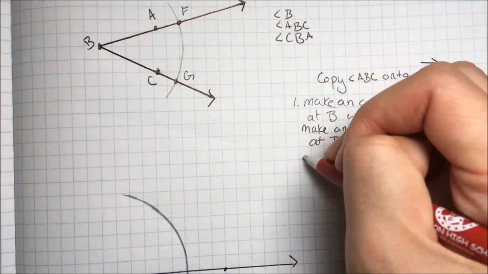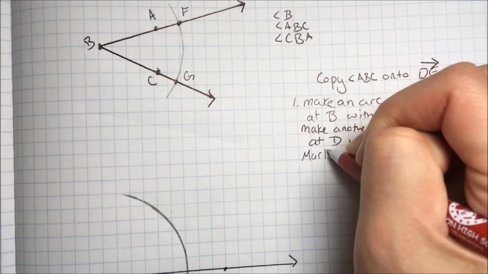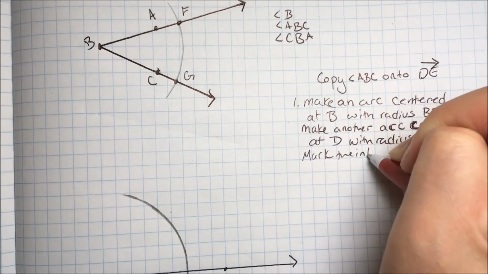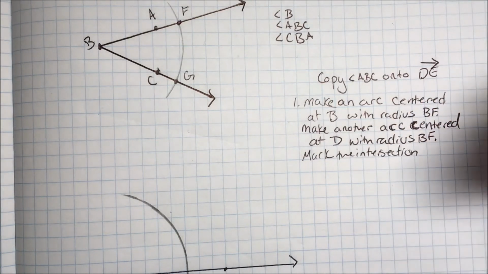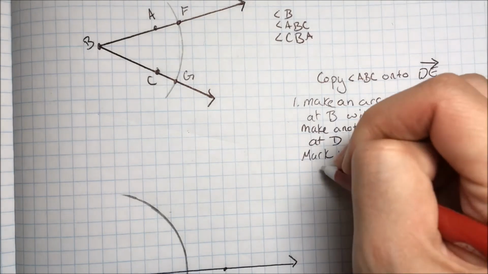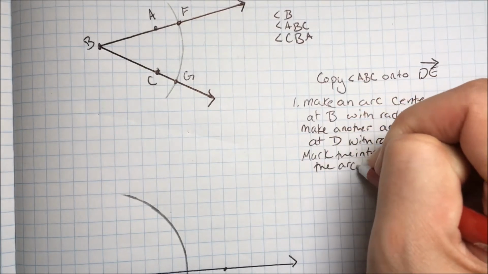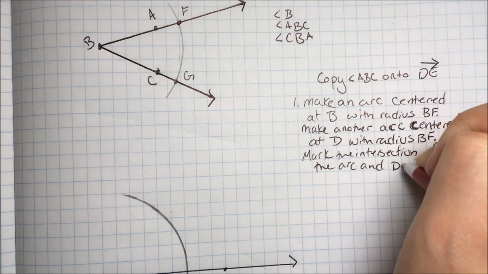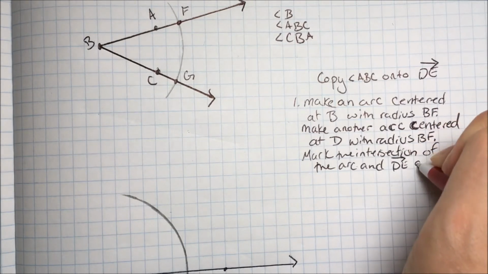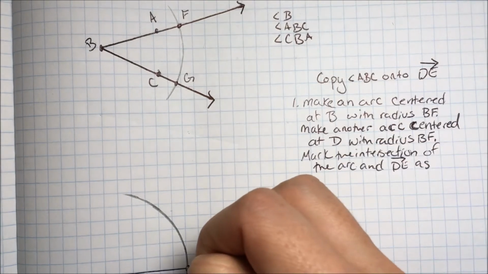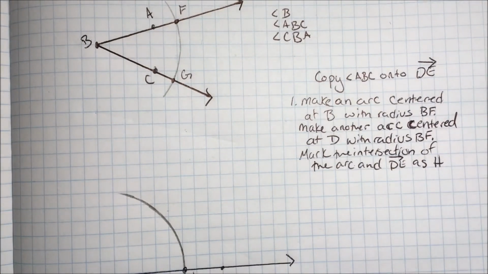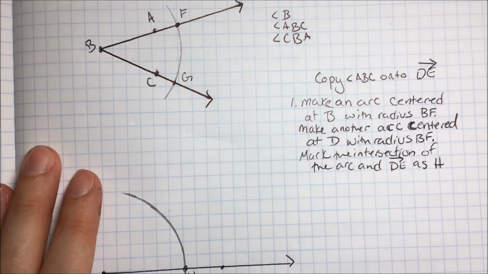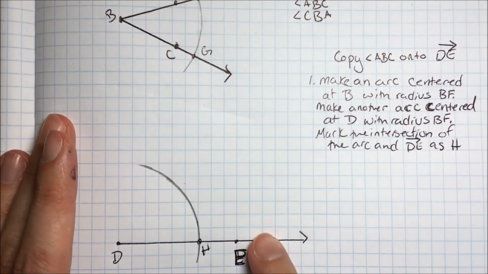And we are going to mark the intersection of the arc and DE as H. Okay. Next, we are going to measure, so mark that as H.